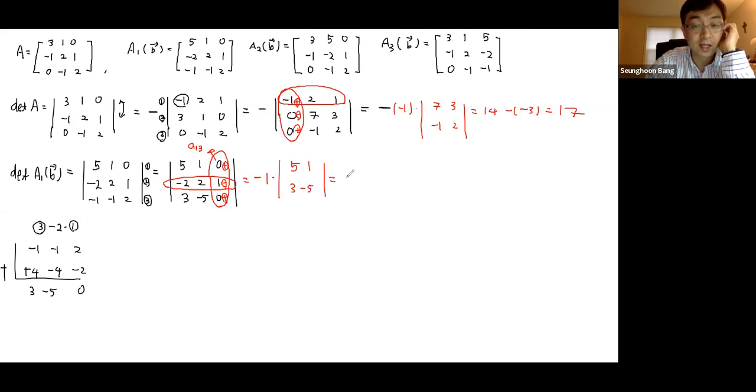So exactly negative 1 times 5 times minus 5, negative 25. 1 times 3 is 3, so negative 3. So exactly 28. So we have this one. Determinant A1B is 28. That's good.